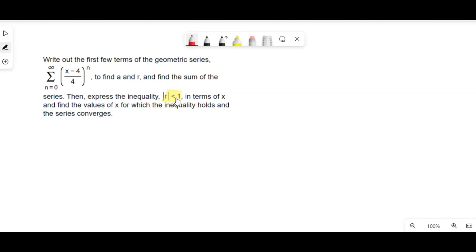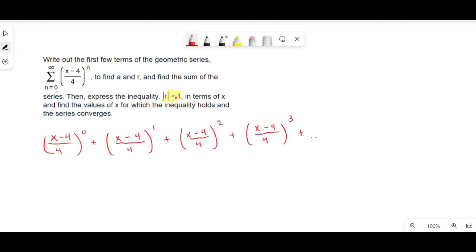So what this is asking me to do is, the same thing as before, plug 0 in for n, plug 1 in for n, and add these together. So I'd have (x minus 4) over 4 being raised to all these whole number powers, which is going to give me 1 plus 1 times (x minus 4) over 4 plus 1 times ((x minus 4) over 4) squared, etc., etc. So this is, again, just geometric with a equal to that first term.